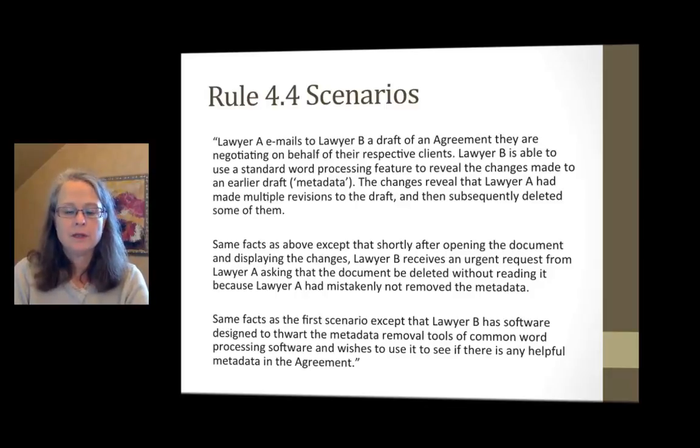Third question, must the receiving lawyer tell the sending lawyer that the document contains readily accessible metadata? The answer is no.